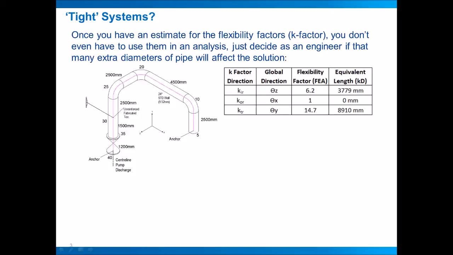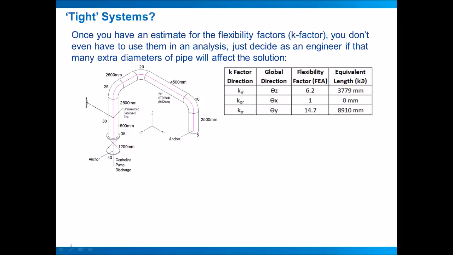Well, if you can have an estimate for the flexibility factors, just like we did in the previous example where we looked at the I and K calculator, which took 2 or 3 seconds to run as well, then you don't necessarily need to use them in the analysis. Just decide, is that going to have an effect? With this geometry, this unreinforced fabricated T, the IK calculator comes out with these flexibility factors: 6.2 in plane, 1 out of plane, and 14.7 torsional flexibility factor.